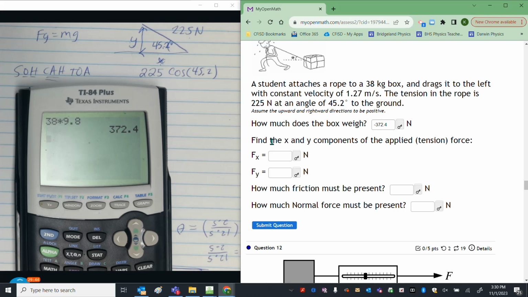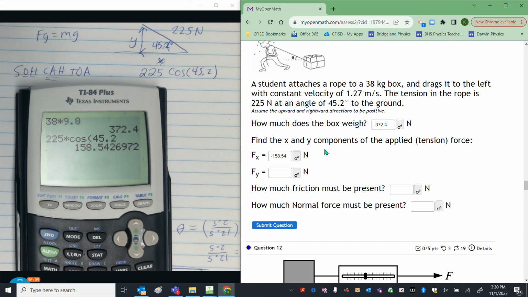Again, check your mode, make sure you're in degree mode. 225 times cosine 45.2 gives me my x component as 158.54. Technically, it tells you to assume upward and rightward to be positive, and this is to the left, so it should be a negative number. It is. It should be a negative value for this one.